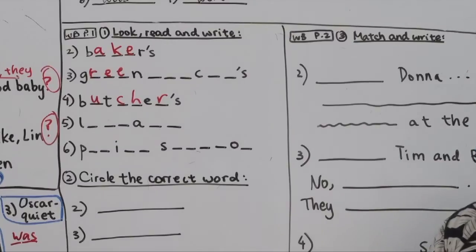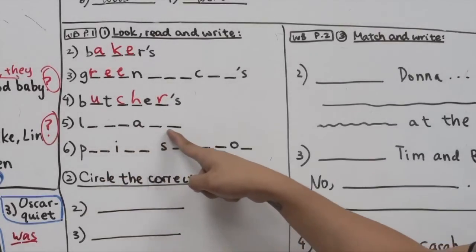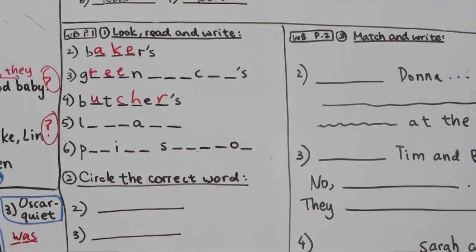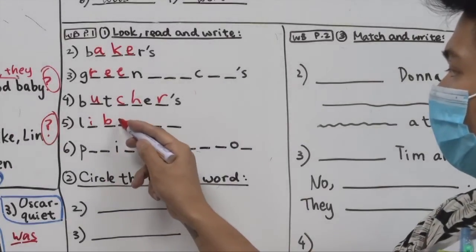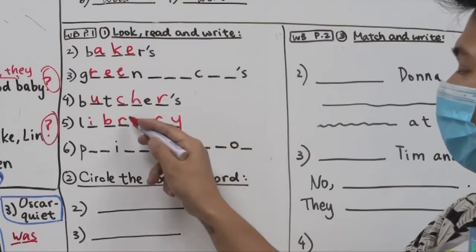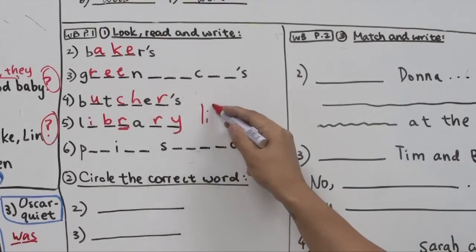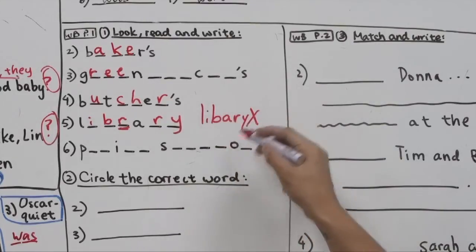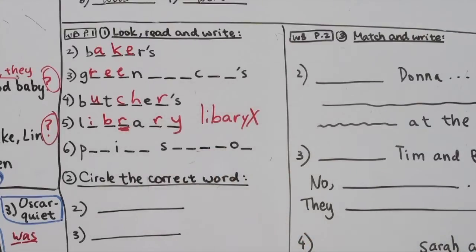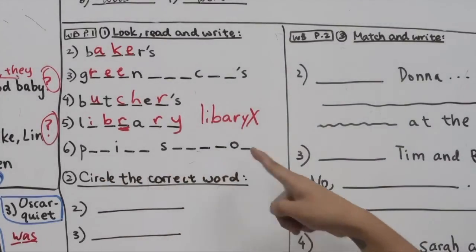Alright, number 5. There was a school too. There was a library next to the police station. So let's do number 5 first. There was a library. Remember, be careful of how you spell library. Library. Okay? Very good, everyone. So library is L-I-B-R-A-R-Y. Never forget the other R, right? Many students spell it without it, which is wrong. It should be library, okay? There's another R. And last one, right? There was a library next to the police station.